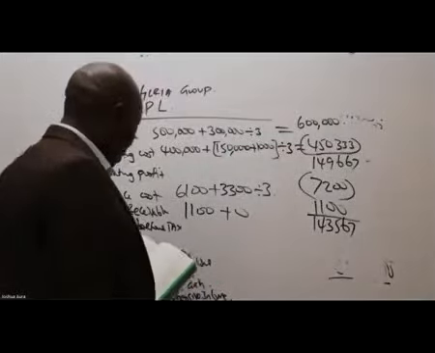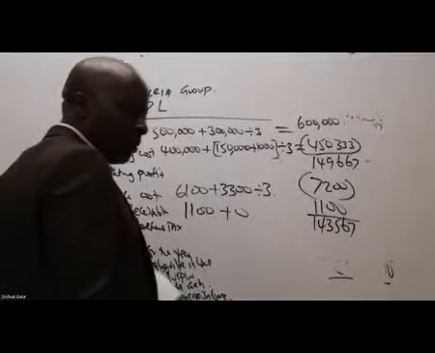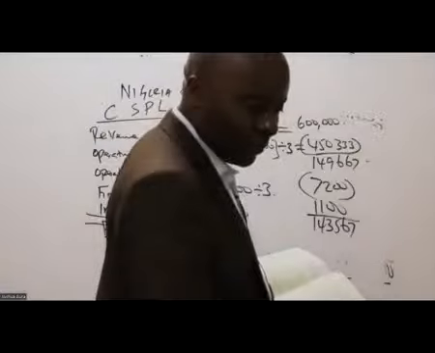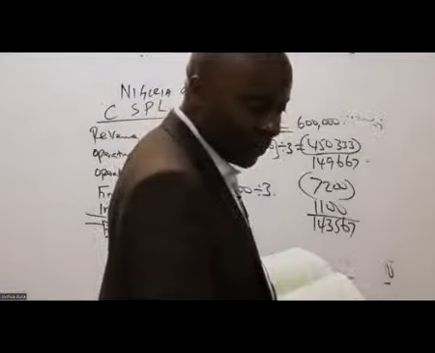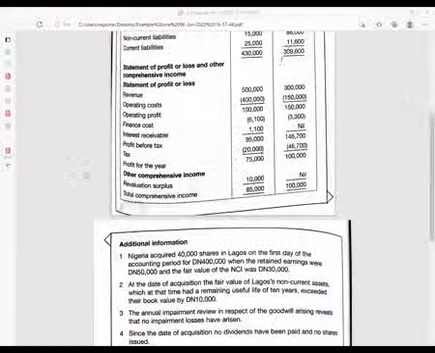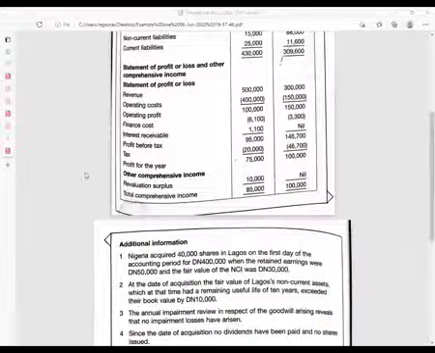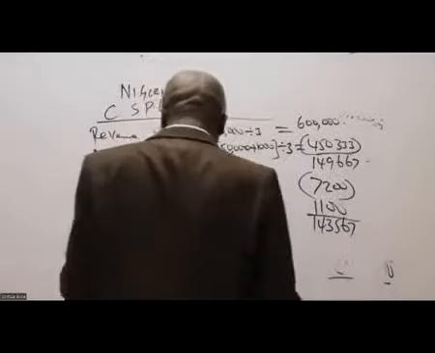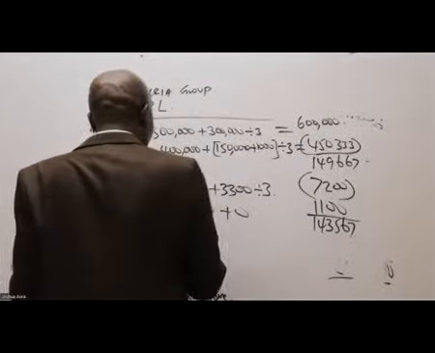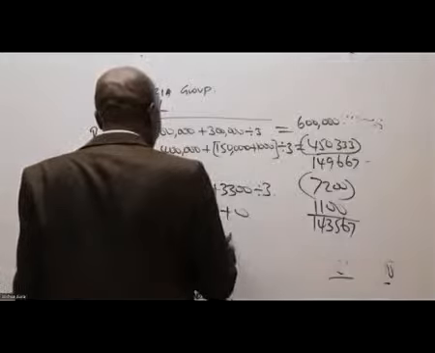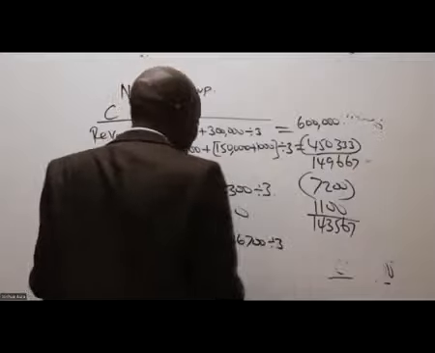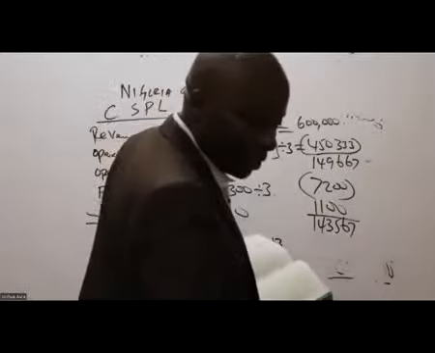The tax that I'm able to see here is 20,000 plus 46,700. 20,000 plus 46,700, divided by 3.